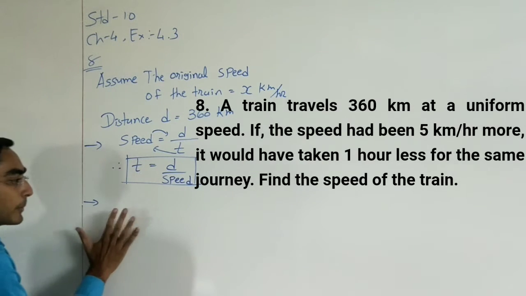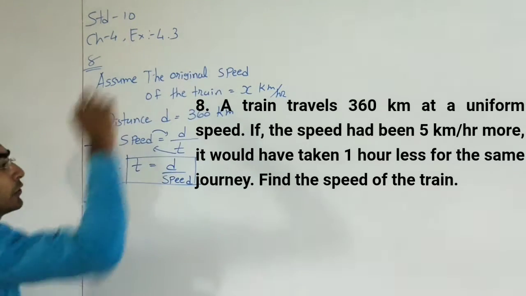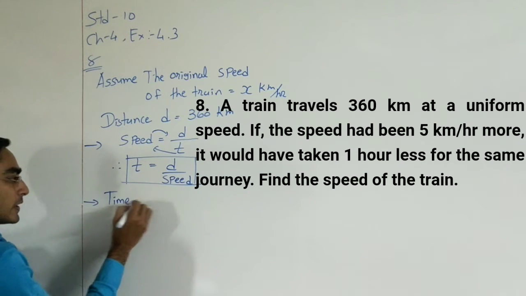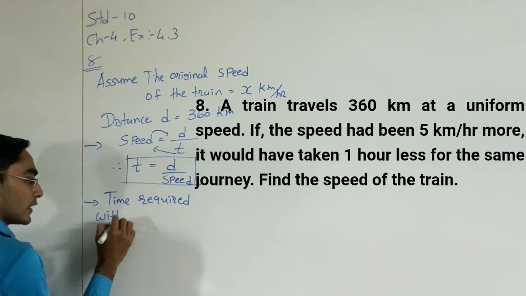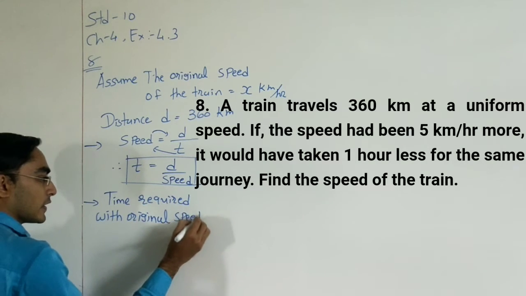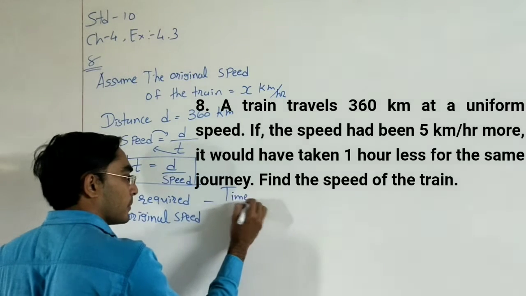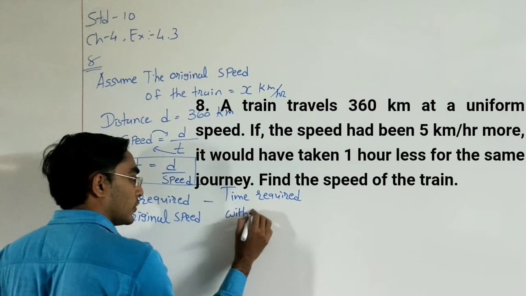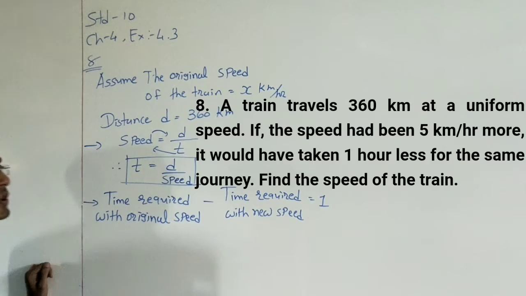So first of all, I am directly writing the formula for the time with the original speed. Otherwise we can write this statement: time required with original speed, minus time required with new speed, is equal to 1. This I am writing here for the explanation.